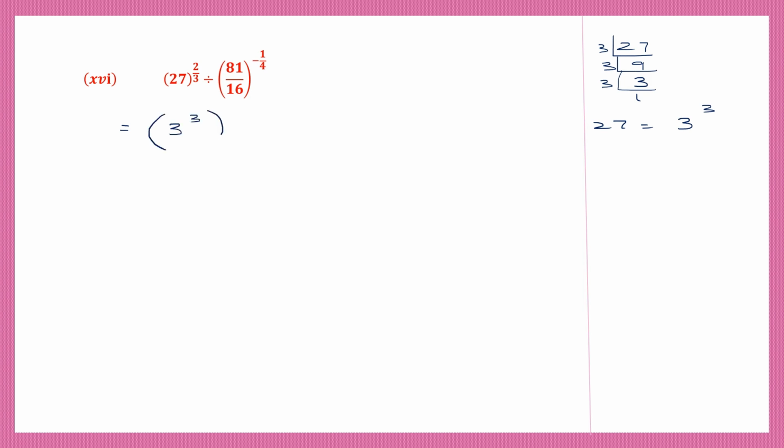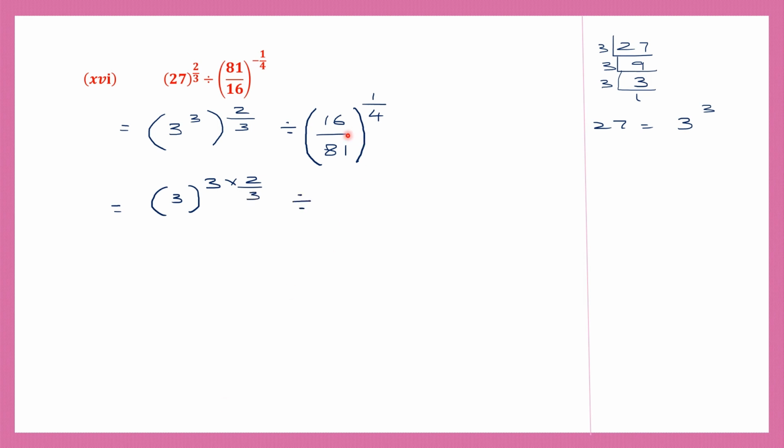Now this whole thing is raised to the power of 2 by 3 divided by. Now look at this one. This is 81 by 16 raised to the power of minus 1 by 4. So to make the power positive, we have to write the reciprocal. So let's write the reciprocal, it becomes 16 by 81. Now this is raised to the power of 1 by 4. Now here we can apply the power law, 3 into 2 by 3. So this becomes 3 raised to the power of 3 into 2 by 3 divided by.